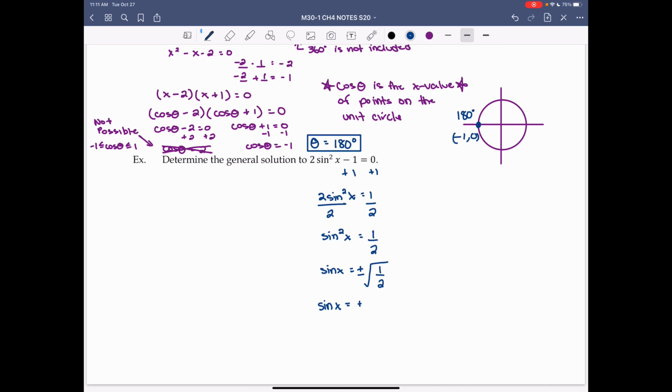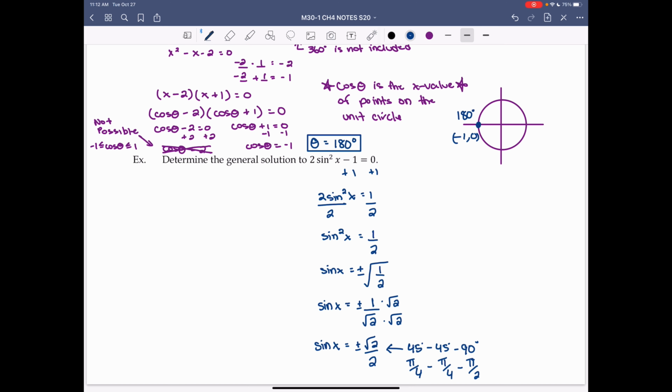Then we can simplify this. Sine x equals plus minus 1 over square root 2. And we can rationalize the denominator. Times by root 2, top and bottom. We get sine x equals plus minus root 2 over the whole number 2. Which of our special triangles is this side measure from? It is from the 45-45-90 triangle, or in radians, the pi over 4, pi over 4, pi over 2 triangle.